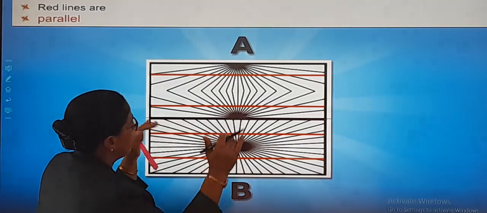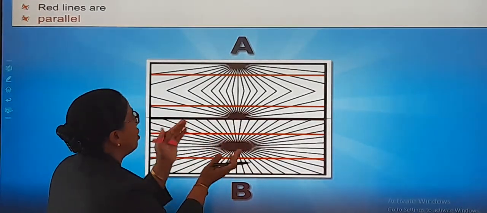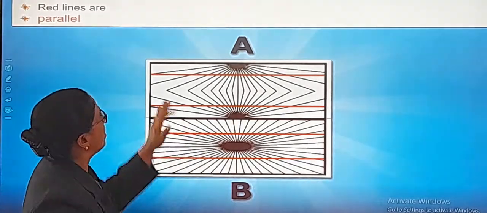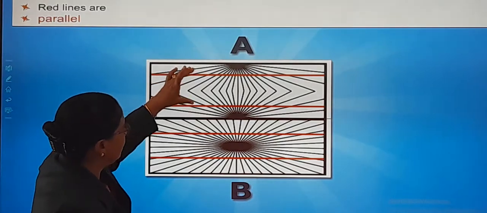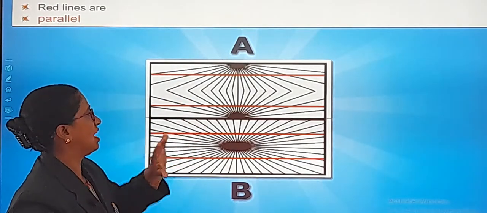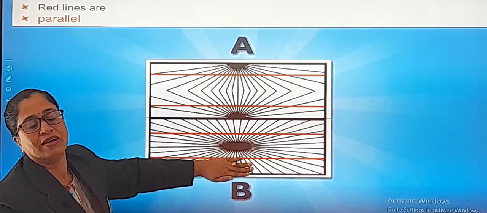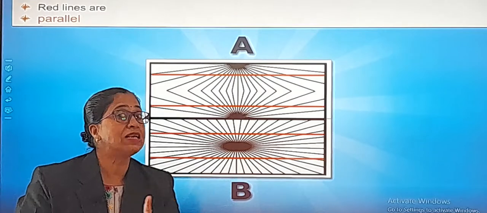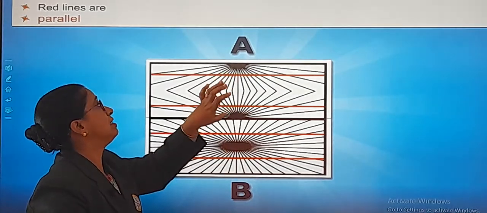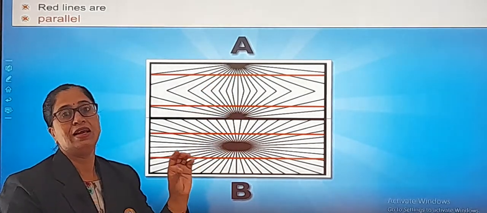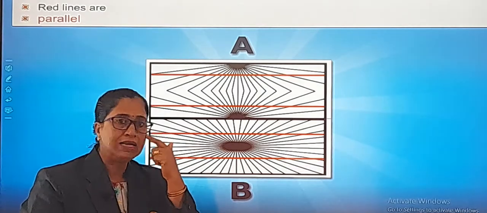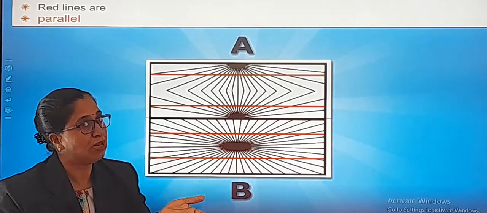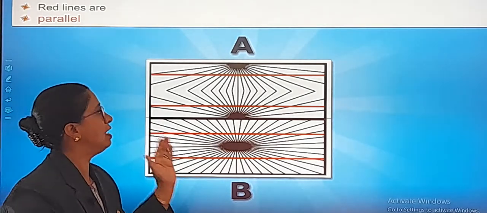Whereas in this picture, since the lines are going inside, you feel that the red lines are outside. But neither here it is inside nor here it is outside. They are all parallel. So what makes you believe that here it is inside and here it is outside? It is the way your eyes see the image and send information to your brain which makes you believe so. So that is what is called illusion.